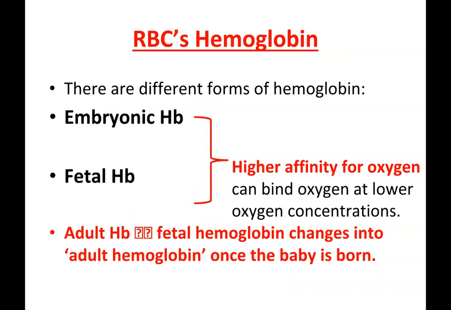Embryonic and fetal hemoglobin must be able to capture oxygen under the low oxygen environments found in the uterus, which means that embryonic and fetal hemoglobin have a higher affinity for oxygen than what we call adult hemoglobin, which is the hemoglobin that appears after birth. So fetal hemoglobin quickly changes into adult hemoglobin the minute the baby takes its first breath.